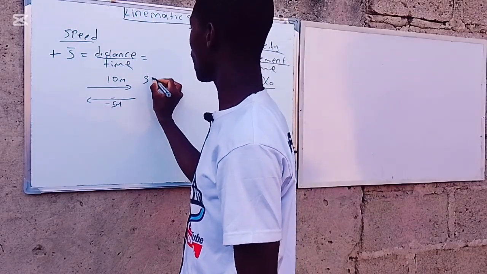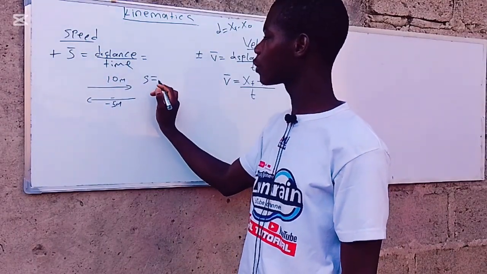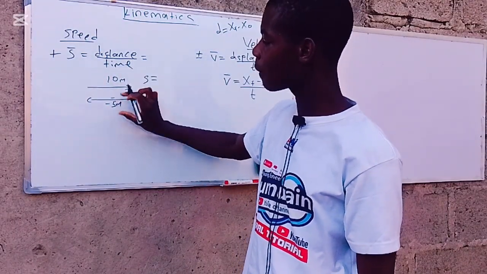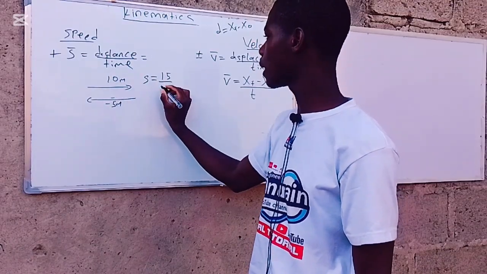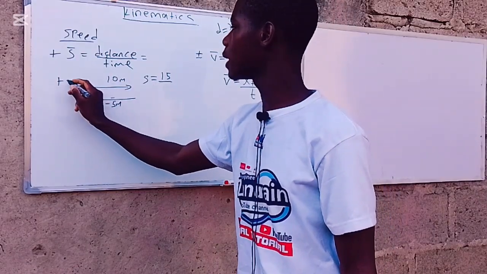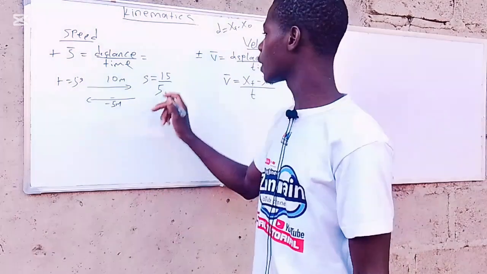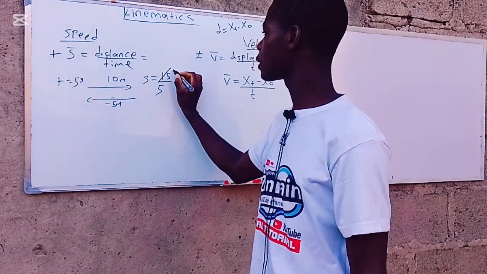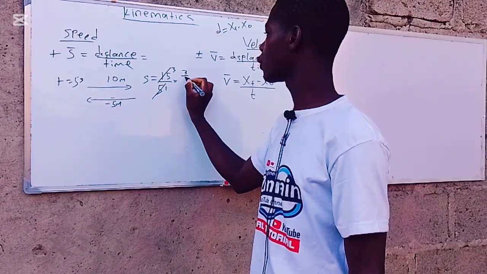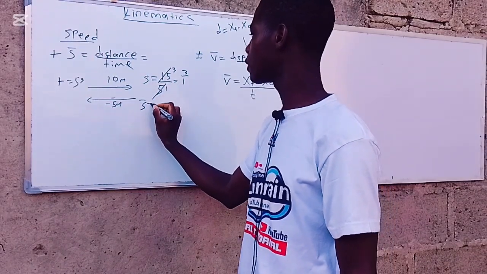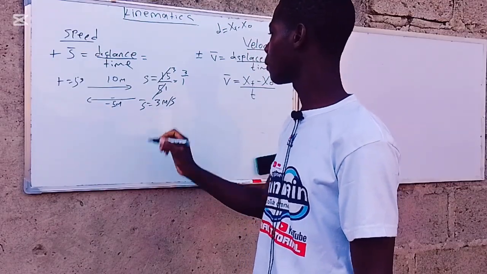So this should now be equal to distance over time. So s is equal to 10 meters plus 5 meters, which gives me 15, divided by the value of time, which is, let's say, 5 seconds. So if I divide 15 by 5, it will give me 3, and 5 by 5 gives me 1. So this is equal to 3 over 1, and therefore the average speed is equal to 3 meters per second.